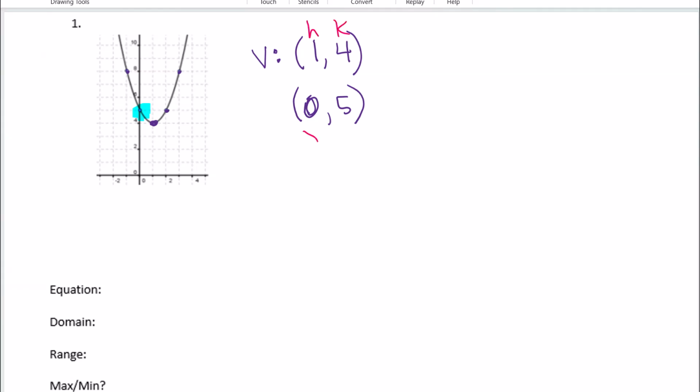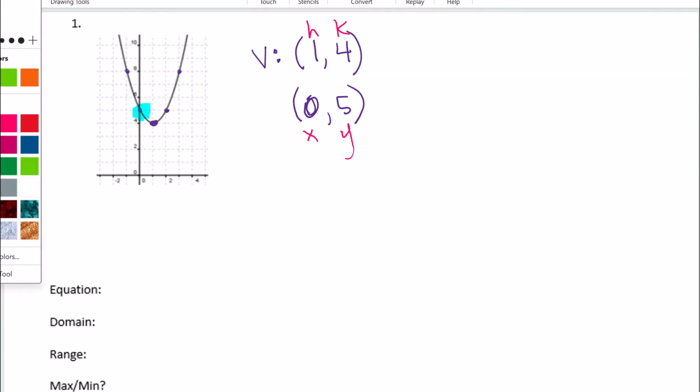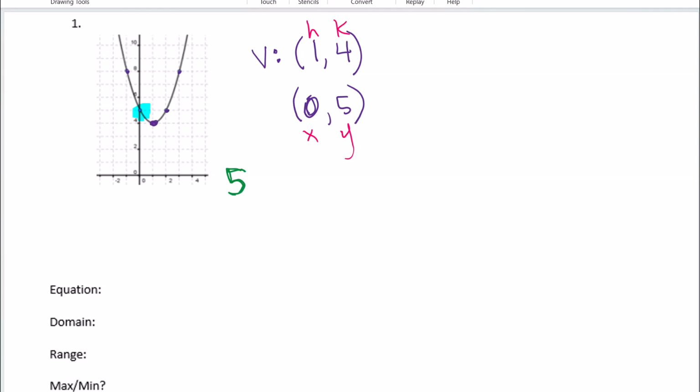So we have our h, k, our x, and our y. So let's plug it in to vertex form. So when I go to plug it in, I'll get y equals, which is 5, equals a, we don't know yet, times, and I'm going to plug in x, which is 0, minus h, which is 1, squared, and then plus k, which is plus 4.